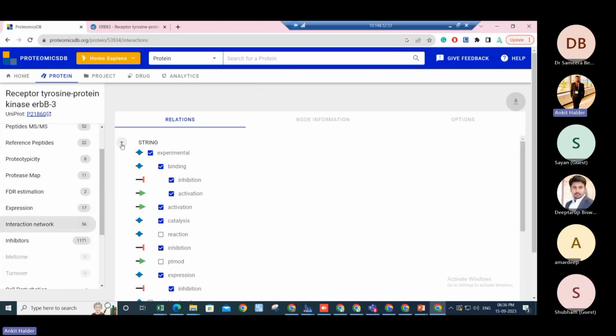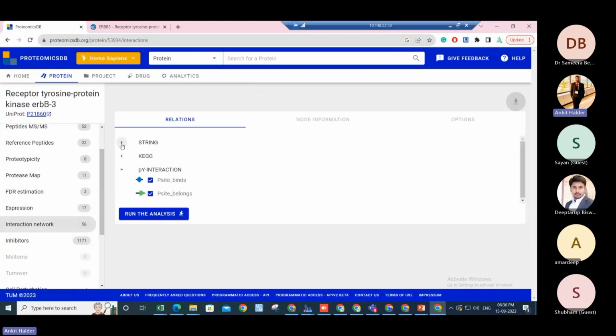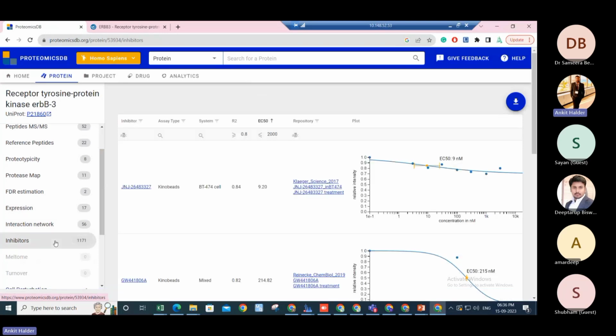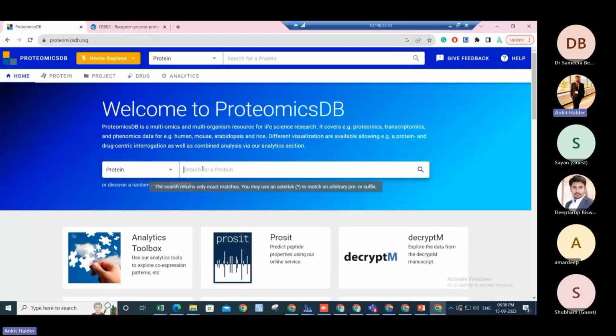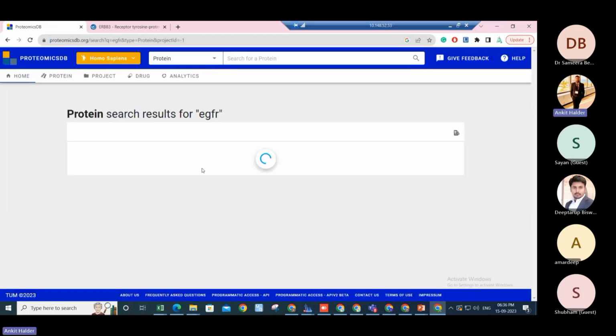So here you have STRING, KEGG. These are all derived from other databases. This is a classic example of a derived database, where you can take help from the sequences of other databases, and then you can definitely try out your work here. Then the inhibitors present against a particular protein, you can definitely get to them. If you want any other kind of proteins, that is also possible.